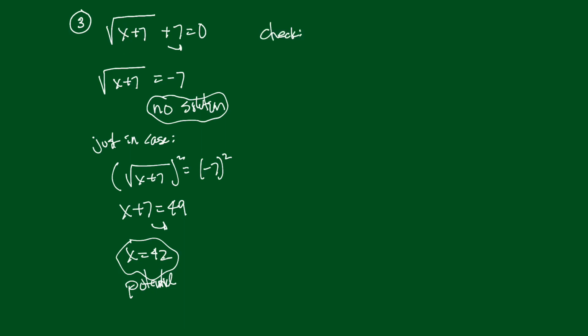All right, so we're taking that 42. I got a positive 42, not negative 42. Take that positive 42, put it back into the original, let's see what happens. So if x equals 42, then, all right, square root of 42 plus 7, is that equal to 0?